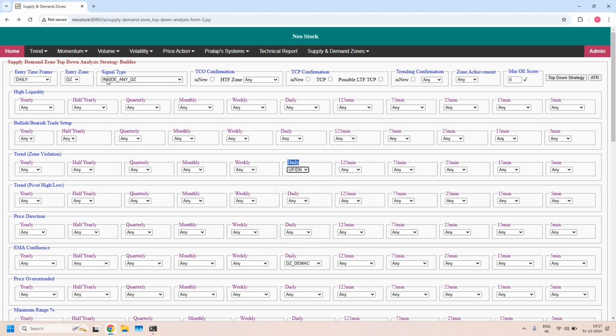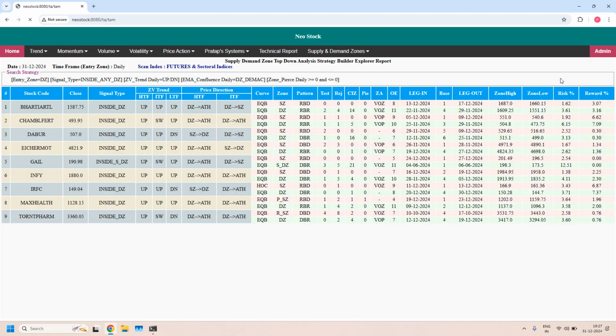And these are all stocks inside the daily demand zone. So let's filter the stocks further. Now the list is come down to 9 stocks. All these 9 daily demand zones are having daily EMA Confluence, and also the current price is closed inside the daily demand zones.